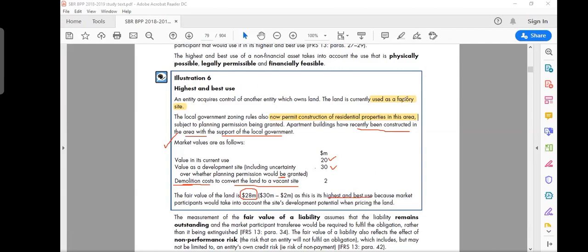This is what you call highest and best use, that you have to recover most. If you remember when we were doing our IAS 36 impairment, we said that recoverable amount is what best you can take out. So it's almost a similar type of notion, that what maximum you can take out from the asset. This is called highest and best use. So the best use of the asset is 28 million. So the fair value will go as 28 million.